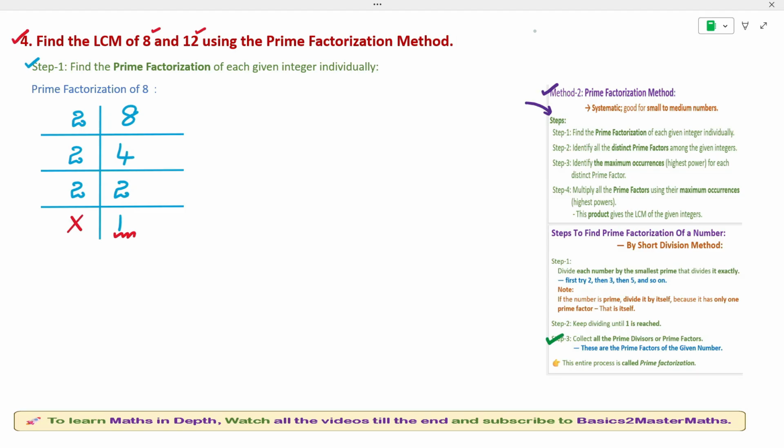Finally, collect all the prime divisors or prime factors. In this case, they are 2, 2 and 2. Therefore, prime factorization of 8 is 2 multiplied by 2 multiplied by 2.